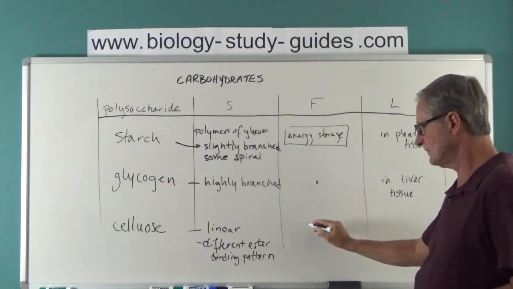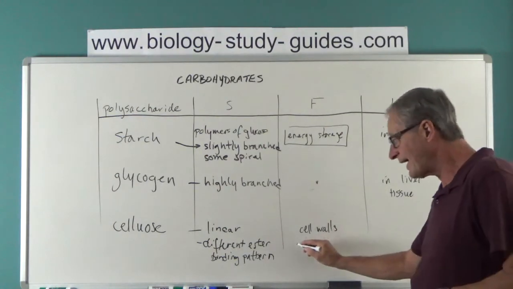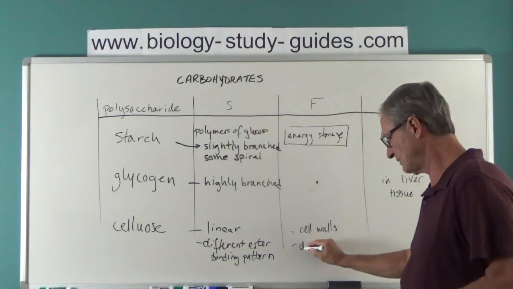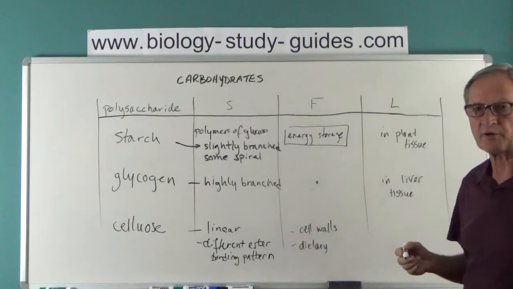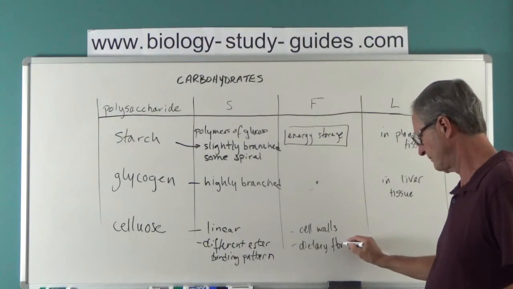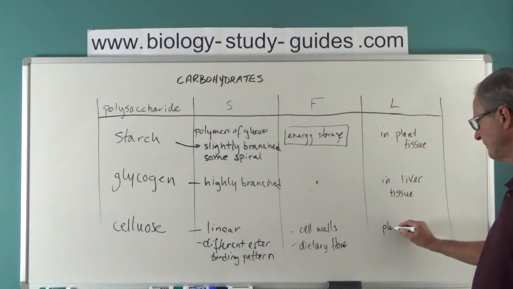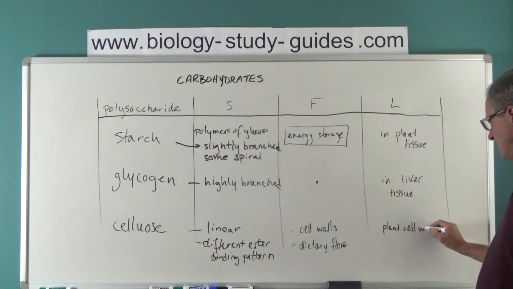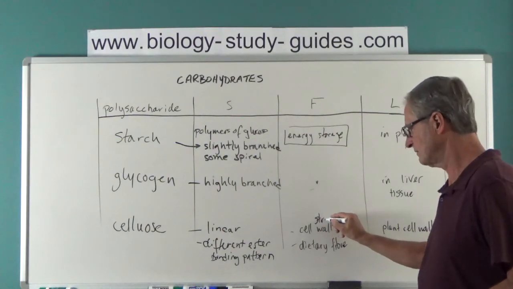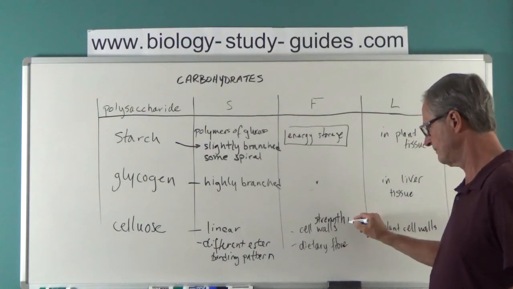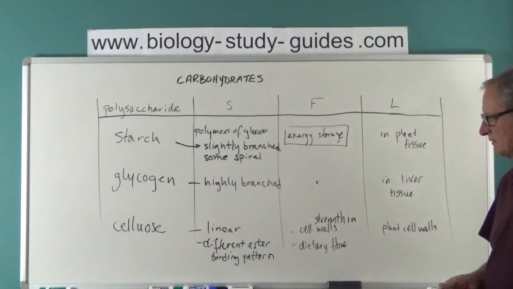Cellulose function is to form cell walls. In us, it's dietary fiber. We cannot digest it. We eat it, it forms part of our feces. And location here, plant cell walls. Function, so this is a strengthening molecule. Strength in plant cell walls. Okay.